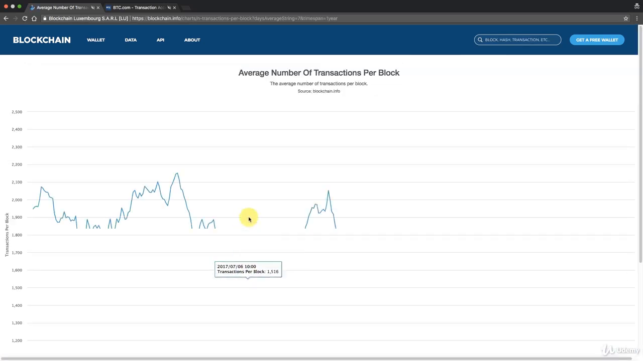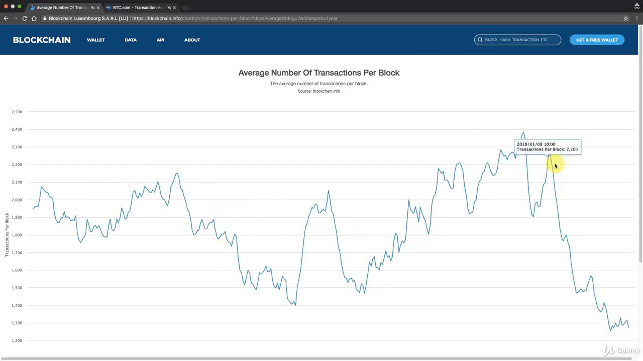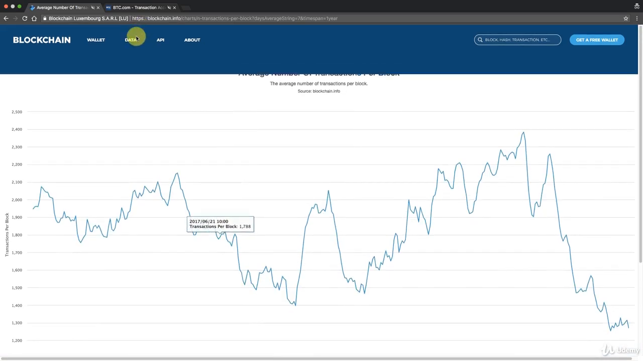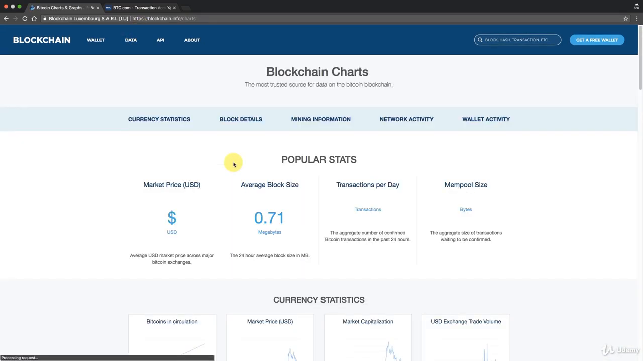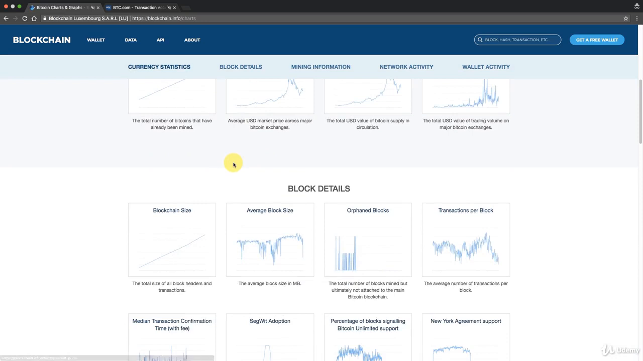What do we have here? See, it kind of goes up and down, but that really depends on the individual size in terms of megabytes or kilobytes per transaction. Now, if we look at charts again, and we go and look at a different one, we look at average block size.